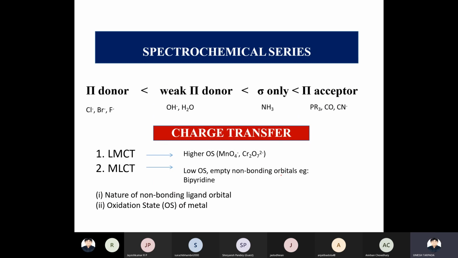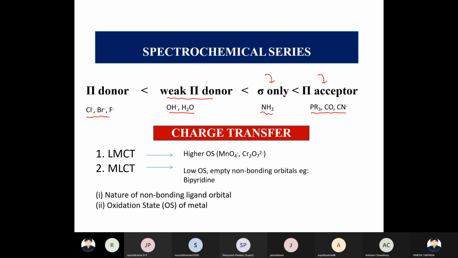So in short, if you go for its donor character, you can go into the spectrochemical series. So pi acceptor ligands come first, that is CO, CN, PR3, all these. Then next is sigma only donor ligands. Then weak pi donor ligands. And then both sigma and pi donor. It is a pi donor, of course. Cl minus, Br minus, F minus are the pi donors.